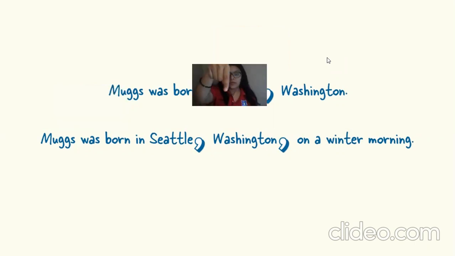The other example says: Max was born in Seattle, Washington, on a winter morning. Did you see? The sentence doesn't finish in Washington. The sentence continues on winter morning. So if the sentence continues, you're going to put a comma after the state, okay? Si la oración no termina en el estado o en el departamento, por ejemplo.